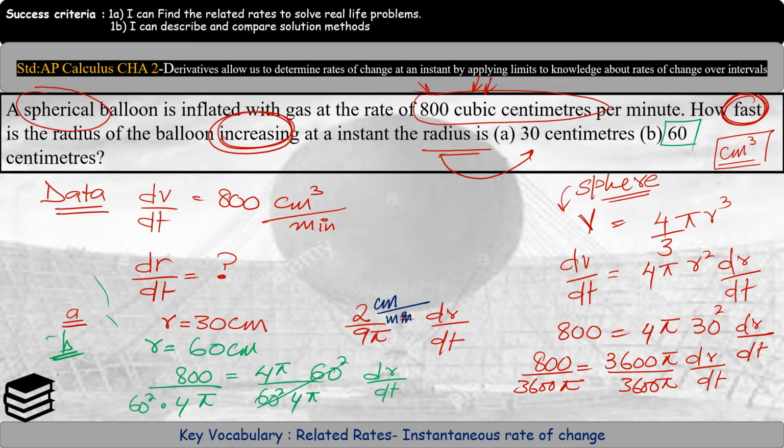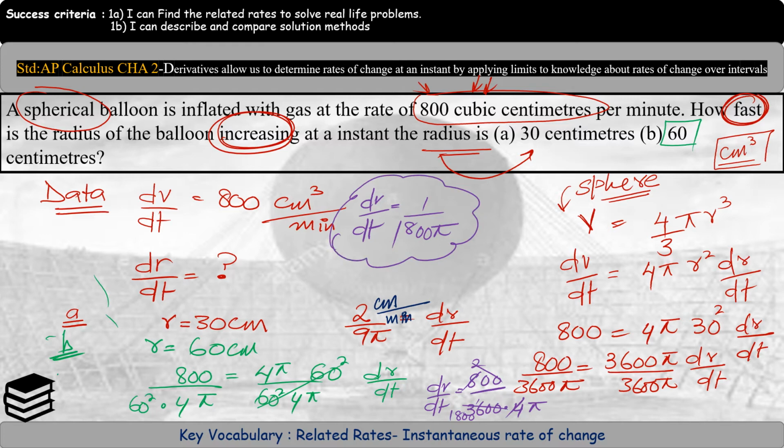Let's do it with purple. So you will have dr/dt equals 800 divided by 3600 times 4 pi. So 4 times 1 is 4, it is 2. And here it will be 200 over 9, 2 ones are 2, 1800. So 1 over 1800 pi will be your answer. 1 over 1800 pi is dr/dt. So this is your answer. You can check the answer by using the calculator. So if something is wrong, you can just correct it.